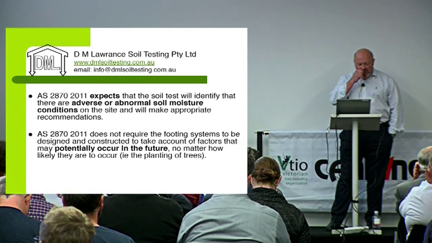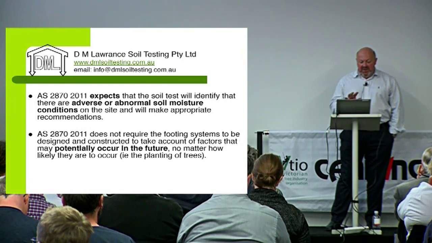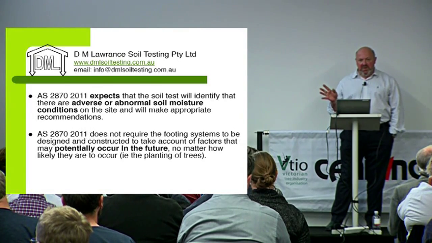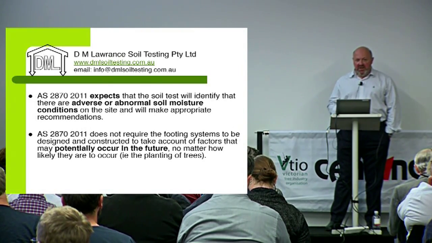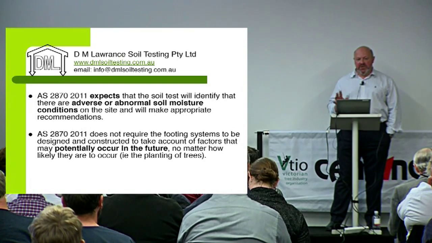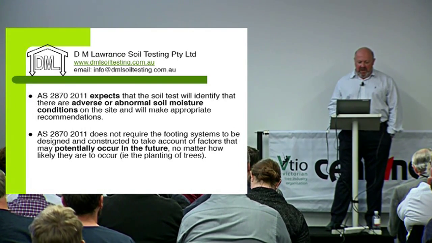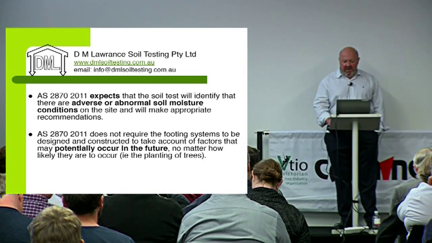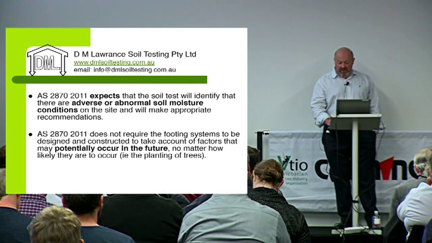This is the next point we're talking about outside. The code doesn't require us to consider the future situation on the block of land. You're not to recommend or design a footing system for a future condition that may or may not occur. Again, I don't agree with it, but that's the way the standard is written at the time.